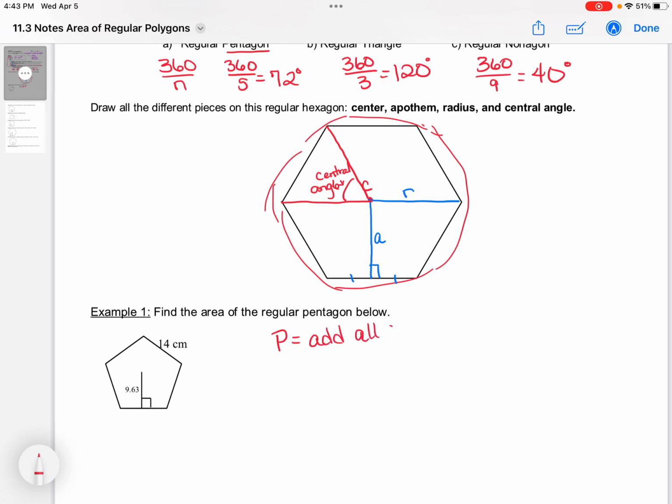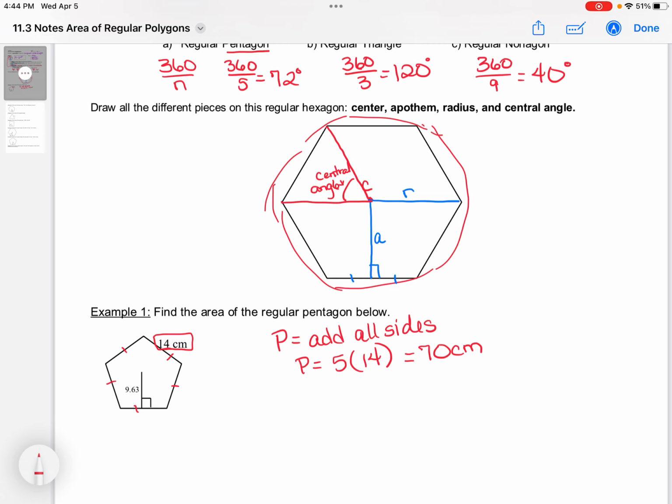So the first thing we need to remember is that we need the perimeter. The perimeter is add all the sides. Luckily, we're always talking about regular polygons. So my side is 14 and I have 1, 2, 3, 4, 5 sides. So my perimeter is going to be 5 times 14, and that is going to be 70 centimeters. Remember to put the units on there, because points could be taken off if you don't.